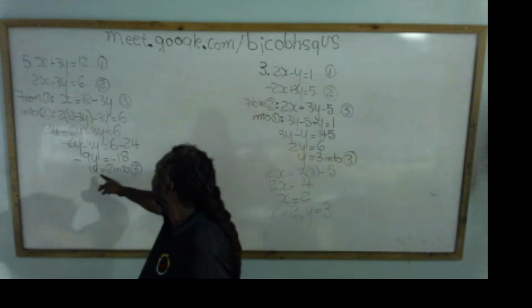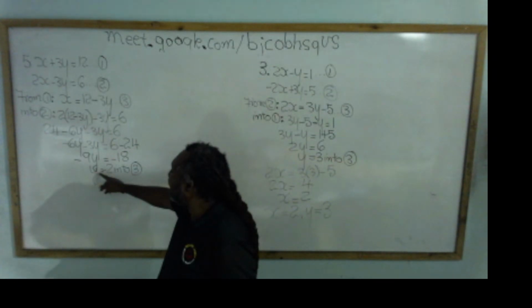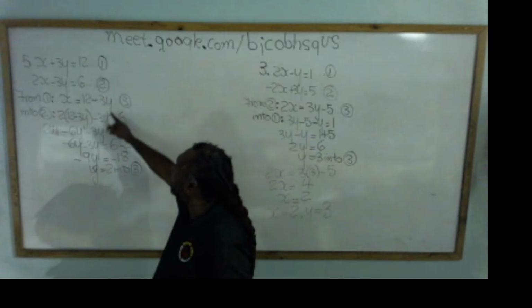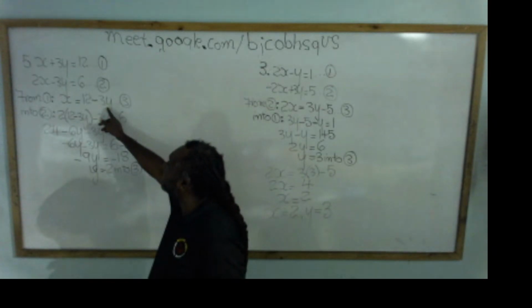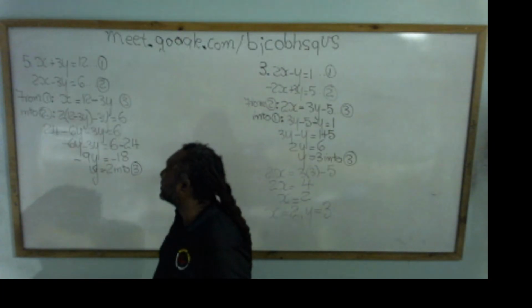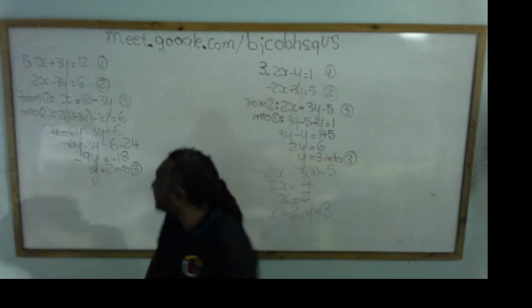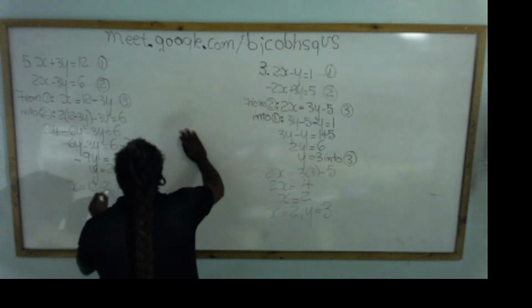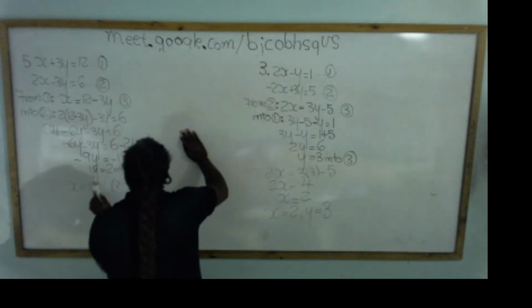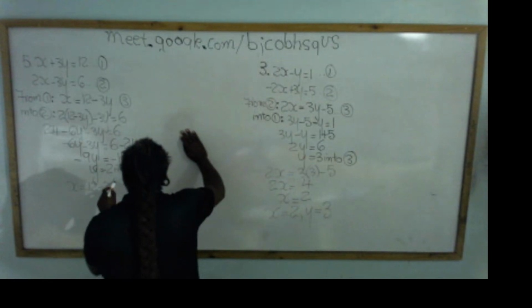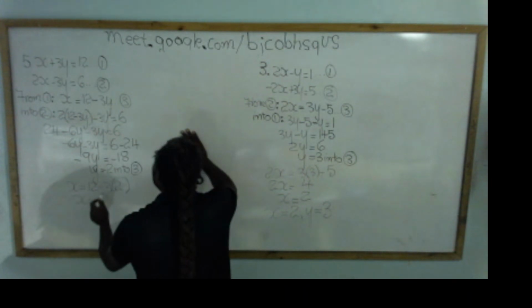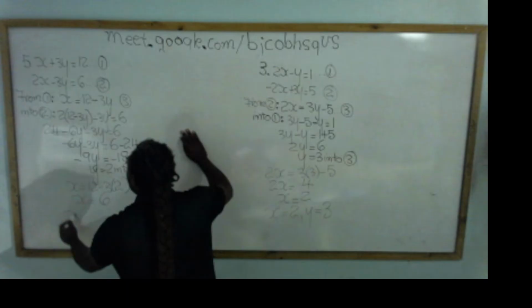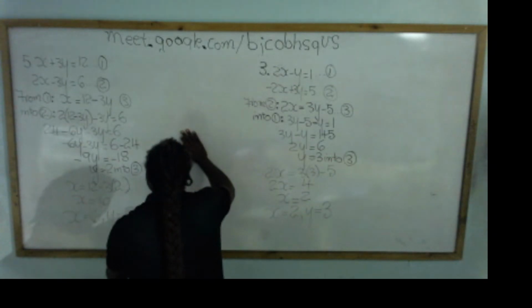Y is equal to 2. So we're going to put a 2 here. So we're going to have minus 3 times 2, so that's negative 6. 12 minus 6. So x is equal to 12 minus 3 times 2. So x is equal to 12 minus 6, which is equal to 6. So we may declare that x is equal to 6, y is equal to 2.